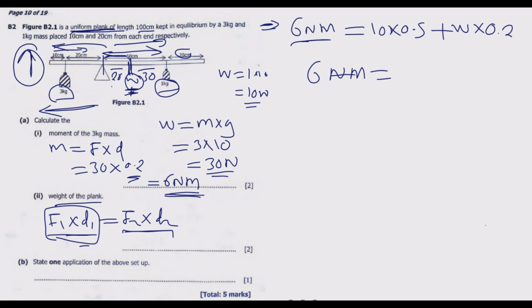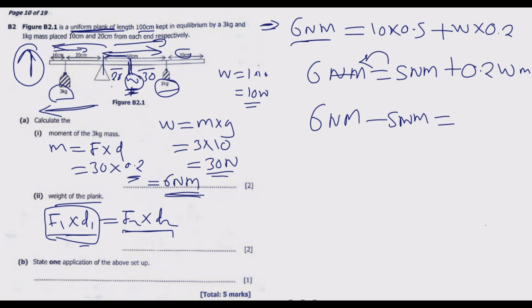6 Newton meter is equal to this times that, which is 5 Newton meter, plus 0.2 W. Weight is in newtons, but distance is in meter. So what we have now is 6 Newton meter. Once this one crosses the equal sign, it becomes negative, so we have 5 Newton meter is equal to 0.2 W meter. Remember, W is in newtons, distance is in meters, so it's Newton meter also.